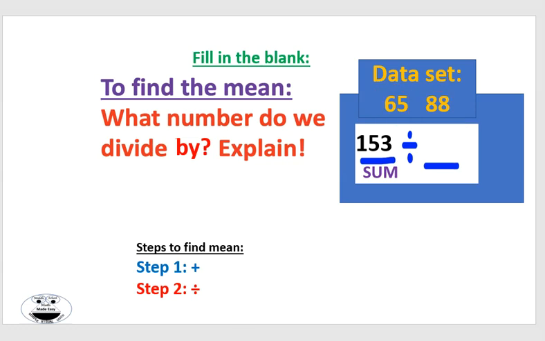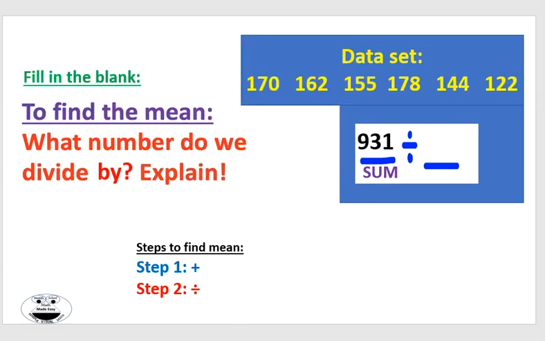Now let me erase this first, and let's jump to the next example. Okay, so fill in the blank. What number do we divide by to find the mean, and explain? Okay, let me get a crayon or pen. Okay, here. So the person did the first step. They added up all the numbers: 170, 162, 155, 178, 144, 122. They added it all up because in order to find the mean, you have to first add everything up. And they got 931 as the sum.